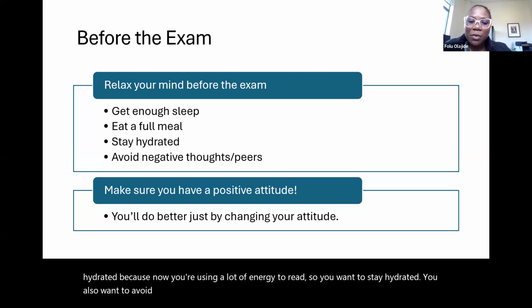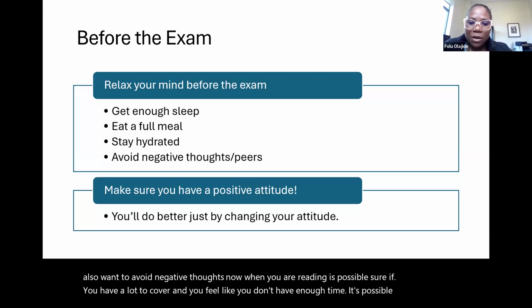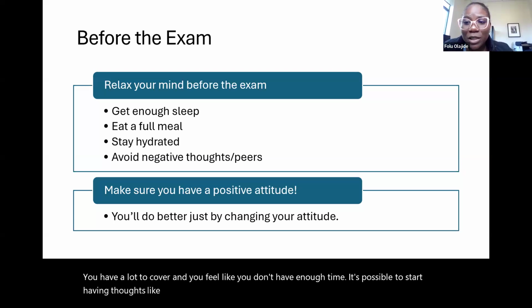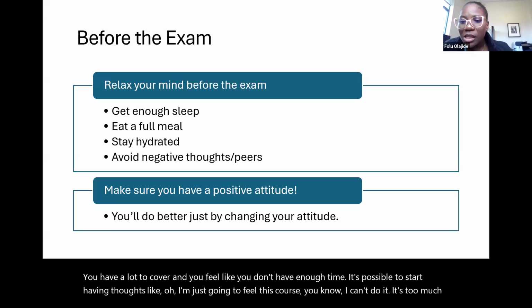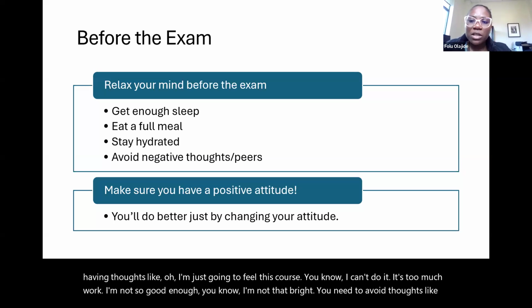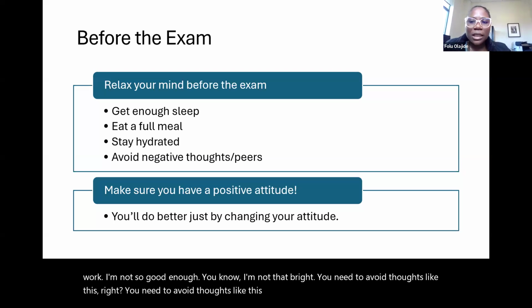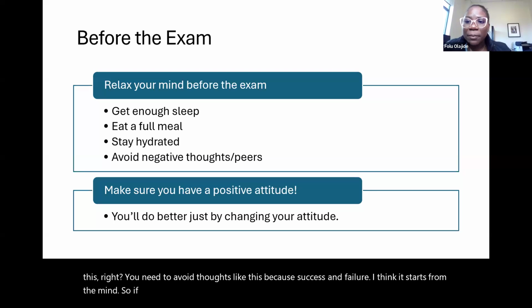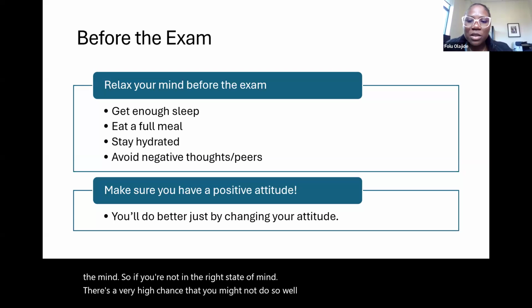Now, when you are reading, it's possible, especially if you have a lot to cover and you feel like you don't have enough time, to start having thoughts like, oh, I'm just going to fail this course, I can't do it, it's too much work. I'm not good enough, I'm not that bright. You need to avoid thoughts like this, right? You need to avoid thoughts like this because success and failure, I think, start from the mind. So if you're not in the right state of mind, there's a very high chance that you might not do so well, right? So you want to avoid thoughts like that.